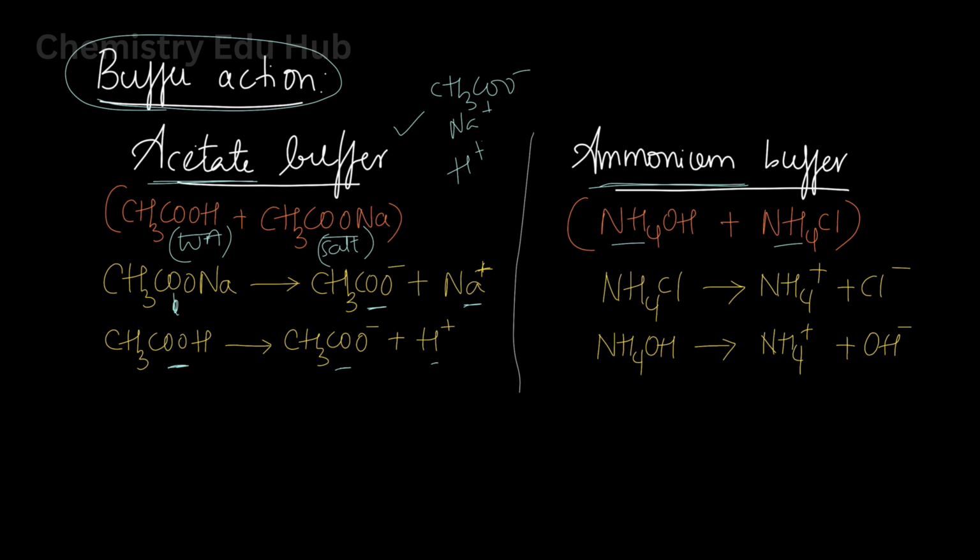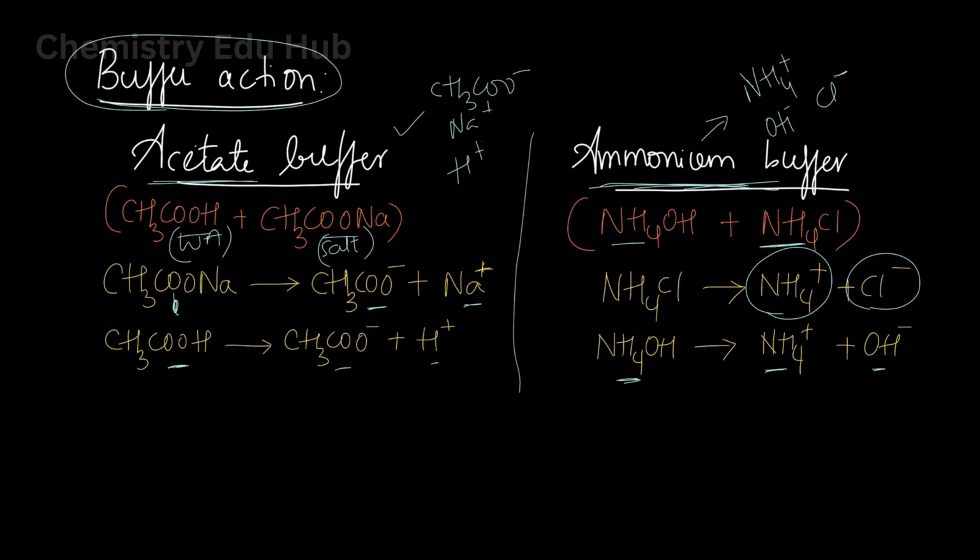Similarly, if you consider the ammonium buffer, there is ammonium chloride salt, which forms ammonium ions and chloride ions, and ammonium hydroxide, which is a weak base, turns into ammonium ions and OH minus ions. So what all ions do we see here? We see ammonium ions, OH minus ions and chloride ions.